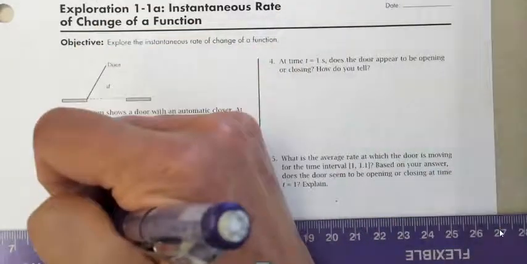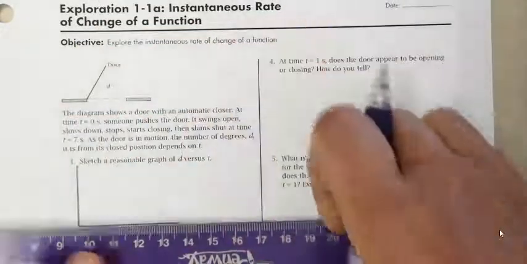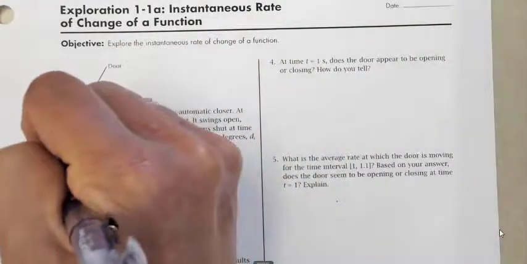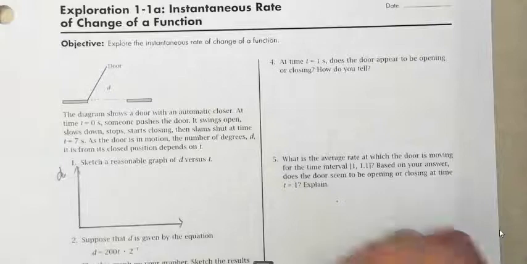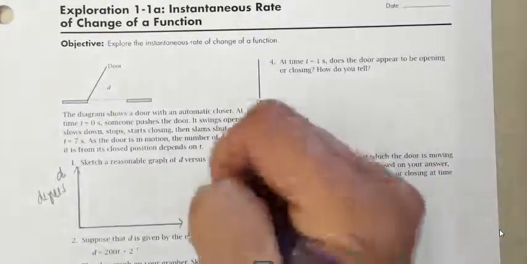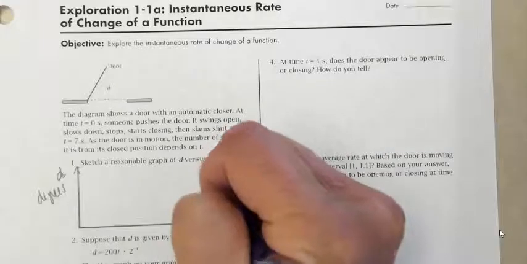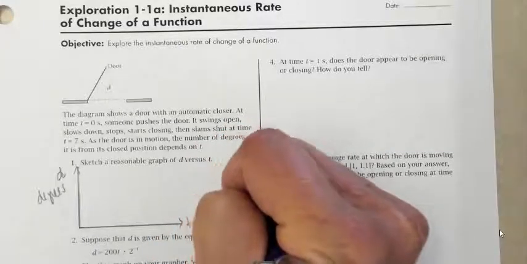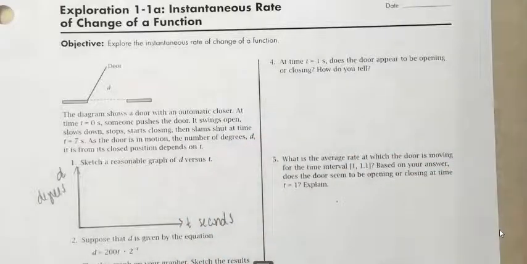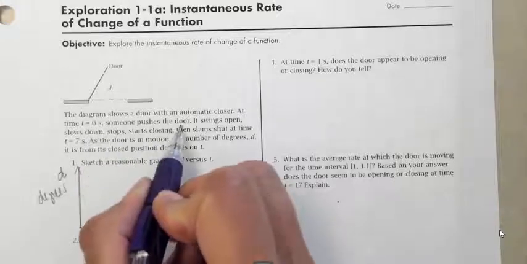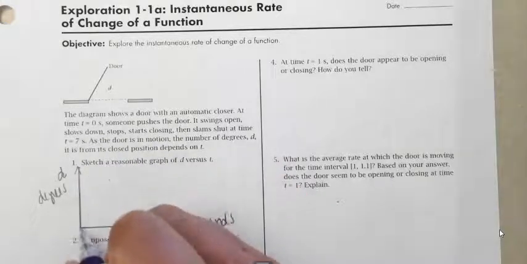So I'm drawing my 2 axes. The vertical one is d for degrees. You can even write that in. And the horizontal one is t for time, which is in seconds. So t, and again, I'll write in the fact that it's in seconds. Okay, so at time t equals 0, someone pushes the door, so it starts to open.